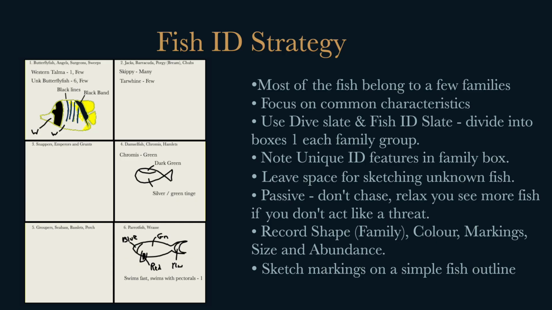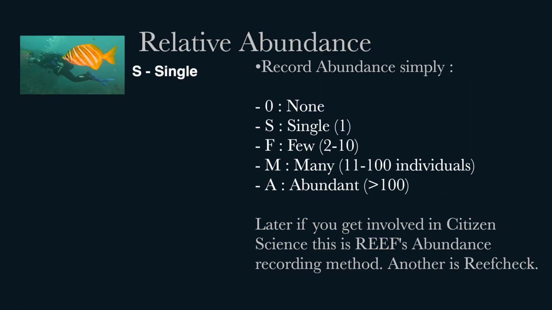Sketch these markings on a simple fish outline, or if it's not a simple fish outline, draw a very simple fish outline different from that one, like a long fish or a short fish, and sketch the bars or stripes onto that little outline. Record relative abundance, what you see, but use a simple code.